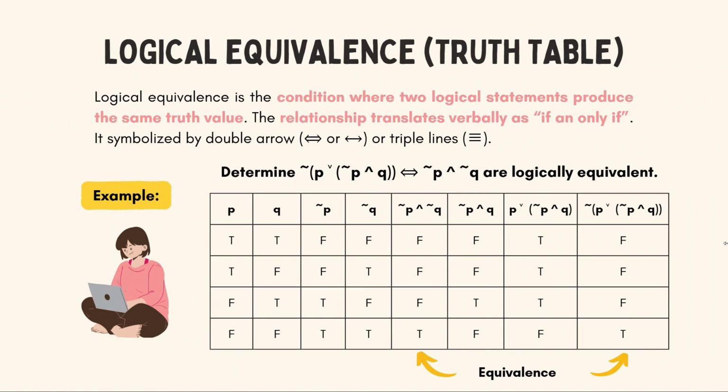As you can see for the example question from the slides, we have to determine whether the statements are logically equivalent or not. So, for the first expression, we got the logic results of false, false, false, true. And for the second expression, we also got false, false, false, true. So, both statements are equivalent.